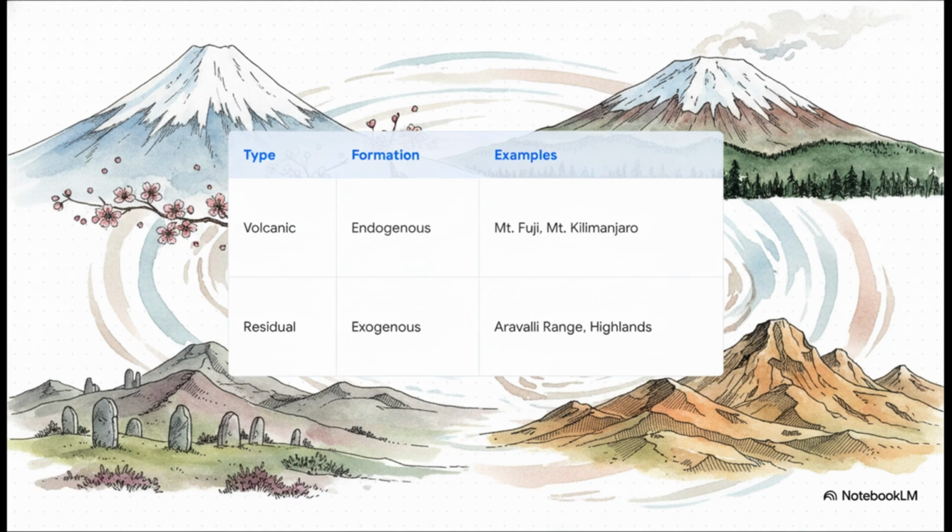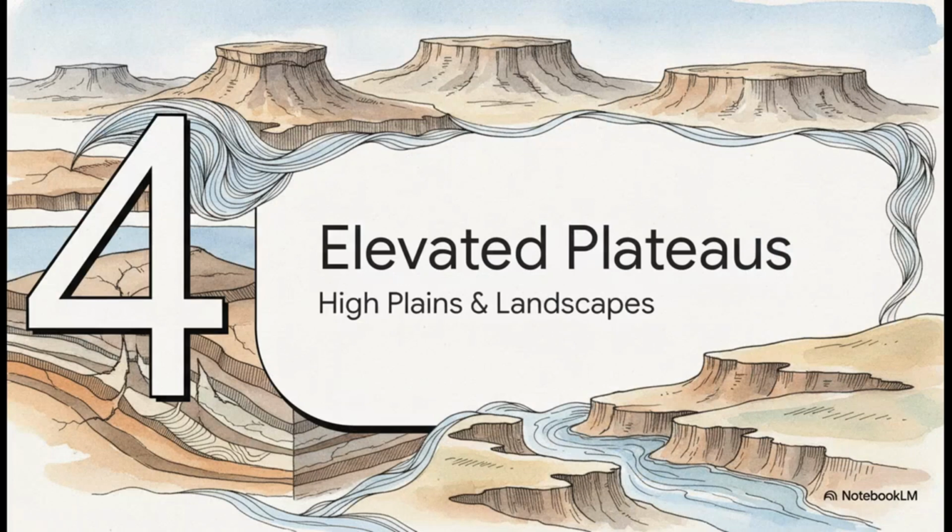For residual mountains, we have the incredibly scenic Scottish Highlands in the UK and the Aravalli Range in India. And it's super fascinating to note that the Aravallis were actually once the oldest fold mountain system in India, but millions of years of those exogenous forces have worn them down so completely that they are now classified as relict or residual mountains.